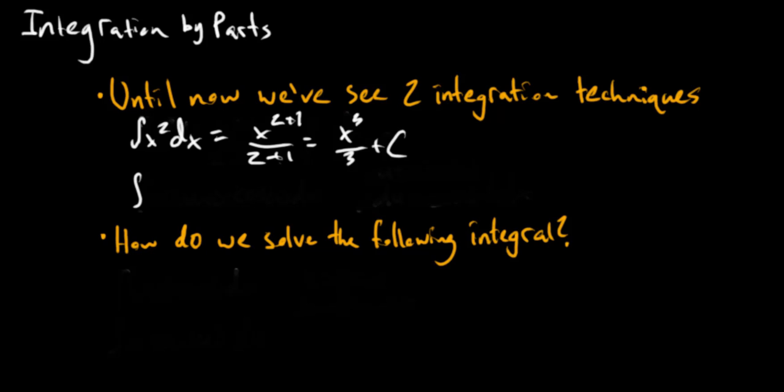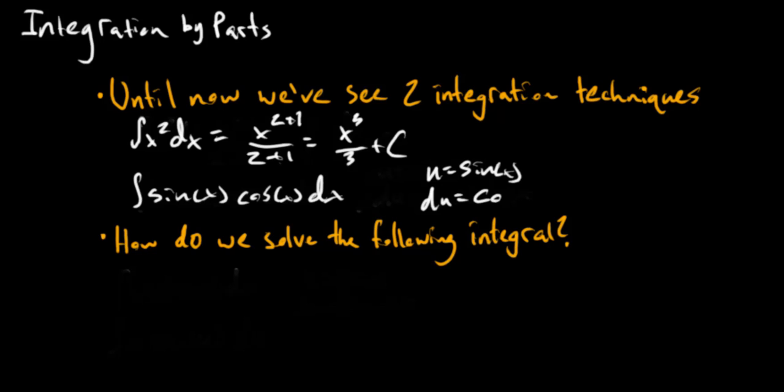And then we've seen u substitution, which we'll use for integrals such as this. Say we're finding the integral of sine of x cosine x dx. We'll assign one part of our integral to the variable u and another to du. And then when we do that, we'll plug u and du back into our integral and find that it's much simpler to solve. So I wonder, how would we solve this integral?